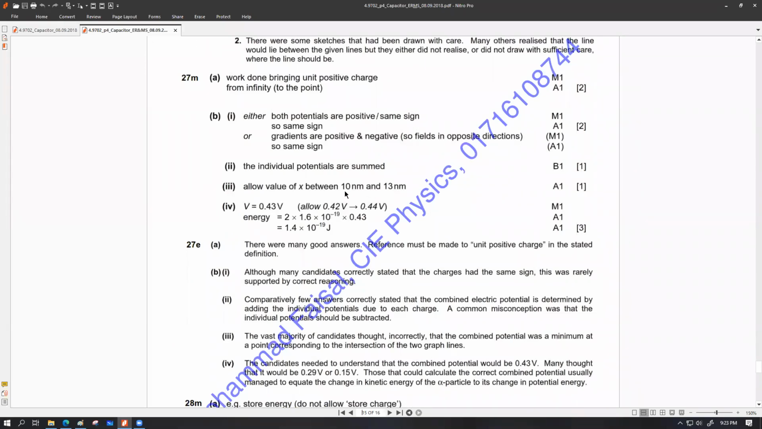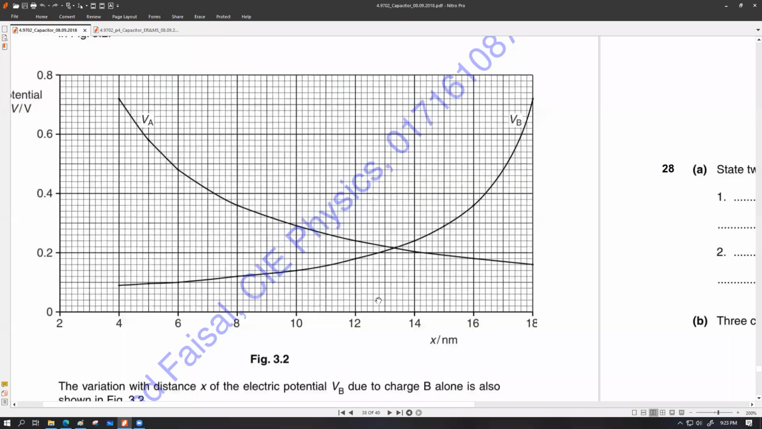Look here, allowed value of x between 10 nanometer and 13 nanometer, not 13.3. Where does 13 exist in this graph? 13 exists exactly here, which means this should be between 10 and 13. So this cross point is not going to give you the minimum value. Now you tell me why. If you add the values at that point, it won't give you the minimum point. So are we supposed to add up all of these points to find out why it is actually happening?